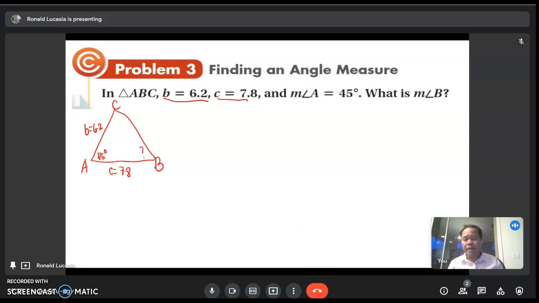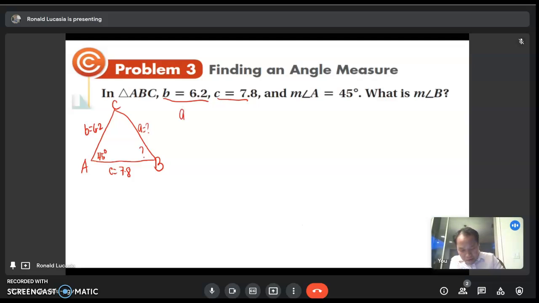Okay, so technically, we cannot directly solve for the measure of angle B because we are missing one side there. So instead, we first find side A. Instead of looking directly for the measure of angle B, since it's impossible for us to do it, we will be doing first the side A.